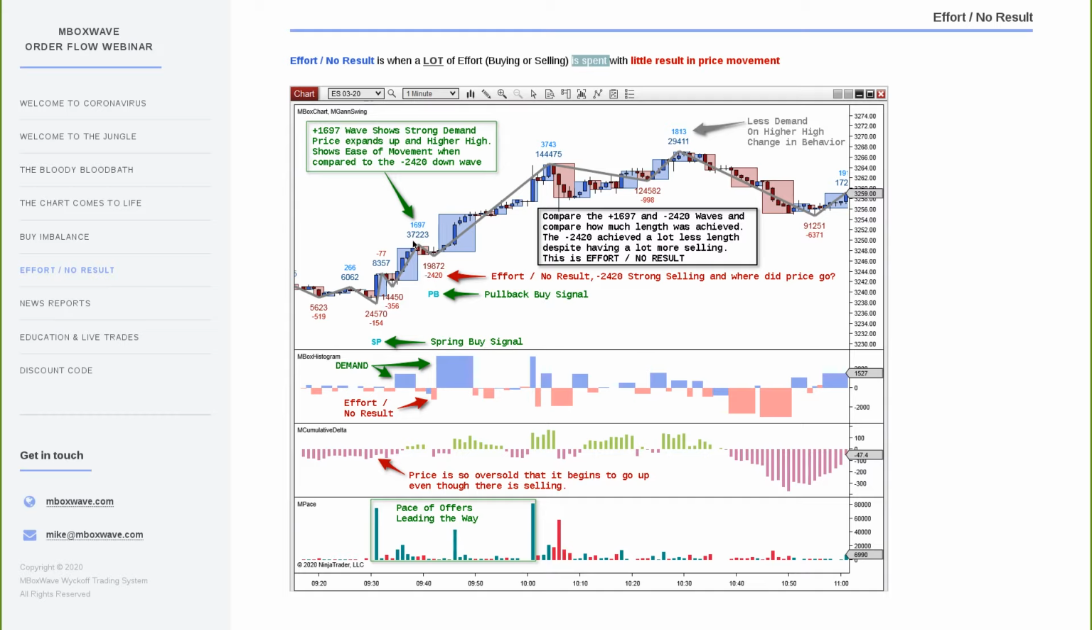This is 1697 plus. Look at that length up, and look at this length down on more effort spent here. Right? 2420. A lot more selling was spent than the buying that produced this movement, and we barely came down. This is effort no result. So despite all the selling, price barely came down. So we have also a pullback buy signal plus the effort no result. That indicates a strong entry.